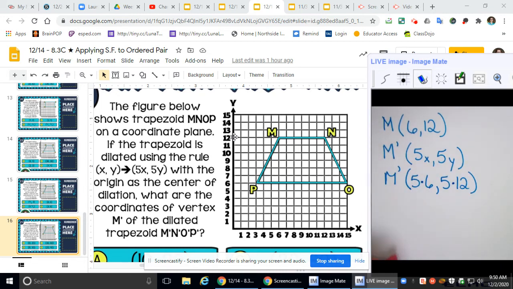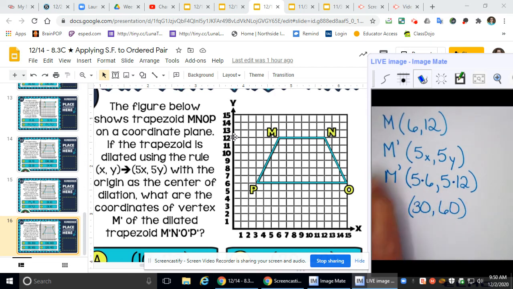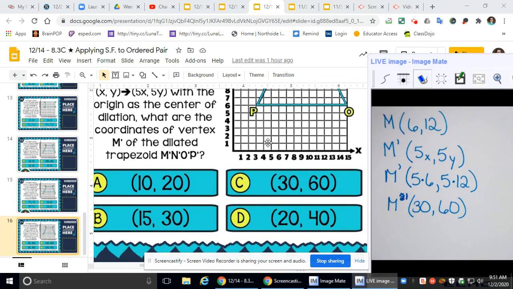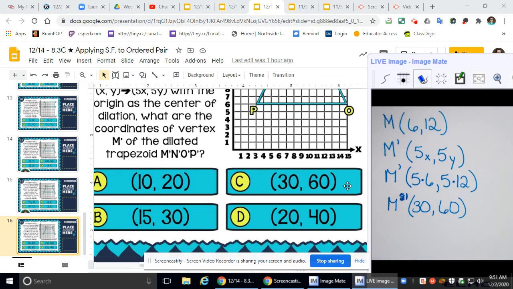Now let's simplify that. 5 times 6 is 30. 5 times 12 is 60. So M prime, oops, I don't know what I'm doing today. M prime is (30, 60). All right. And let's take a look at our answer choices. There it is, answer choice C, (30, 60).